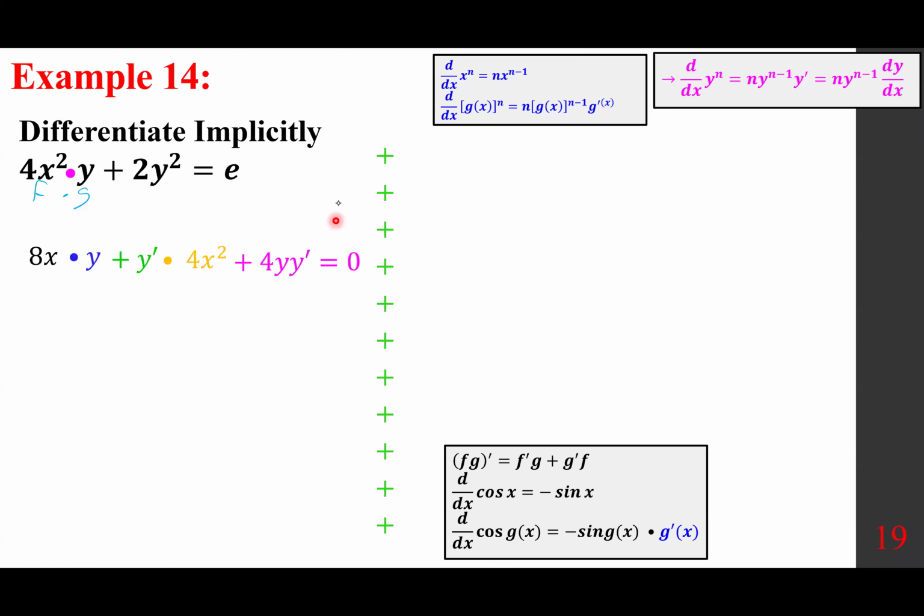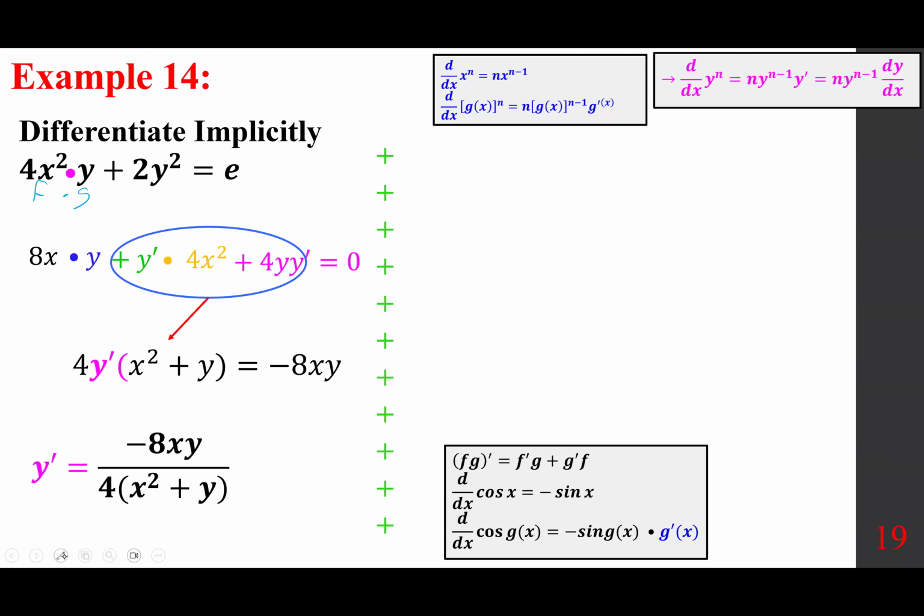Now we're going to move this one and make it negative 8xy, and we are going to put these two together. We can take the y prime out, or better yet, 4y prime. So we're going to get 4y prime times x squared plus y. And this one, as I mentioned, goes to the right and becomes negative. All you have to do is divide both sides by whatever is sitting next to y prime, which is 4 times x squared plus y. As you know, these two cancel each other, and we get negative 2xy over x squared plus y.